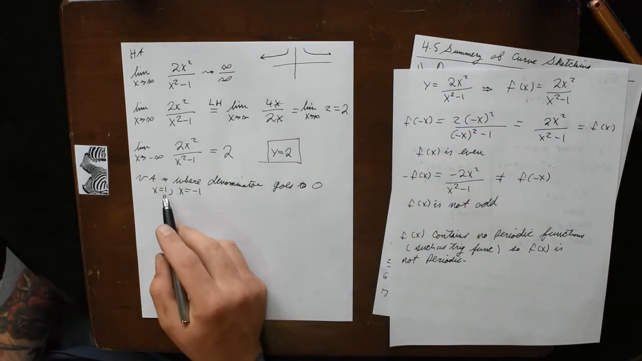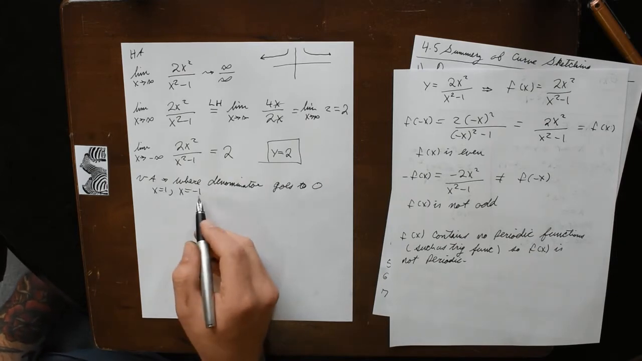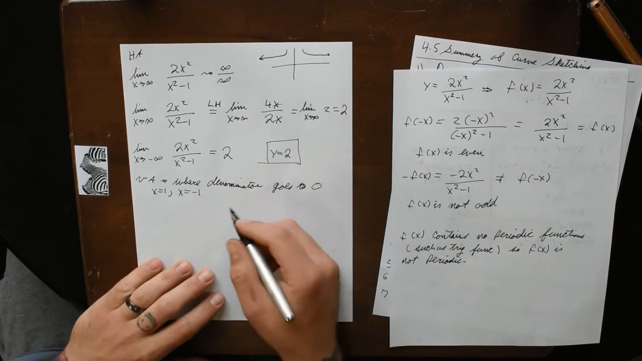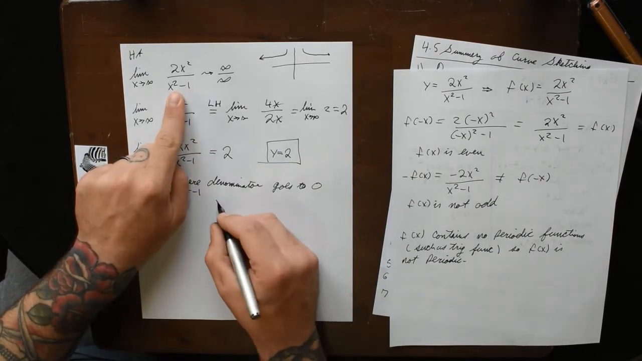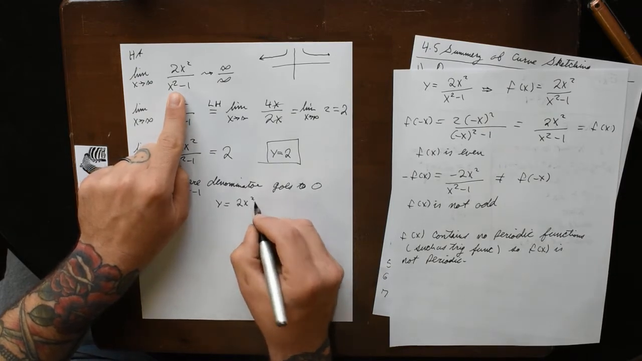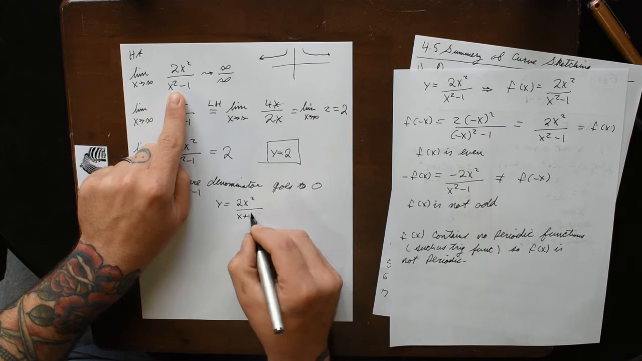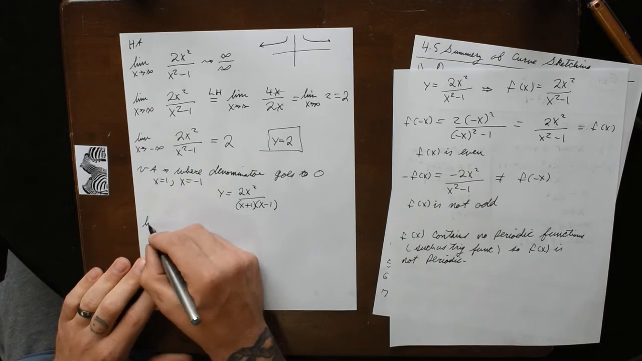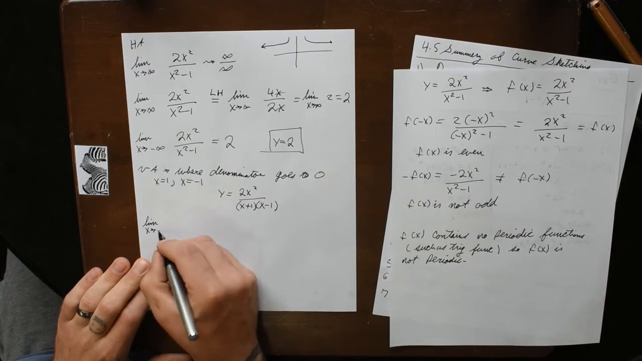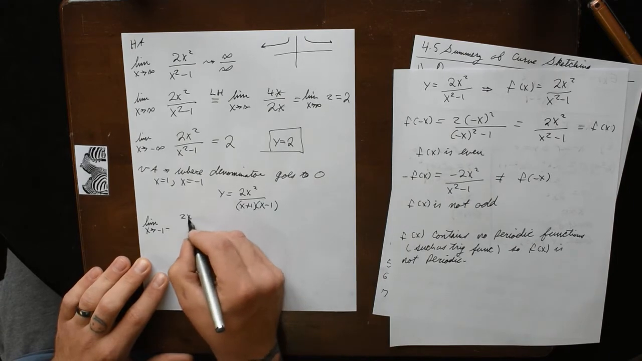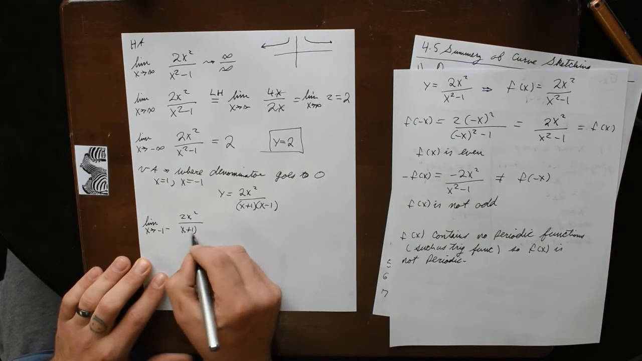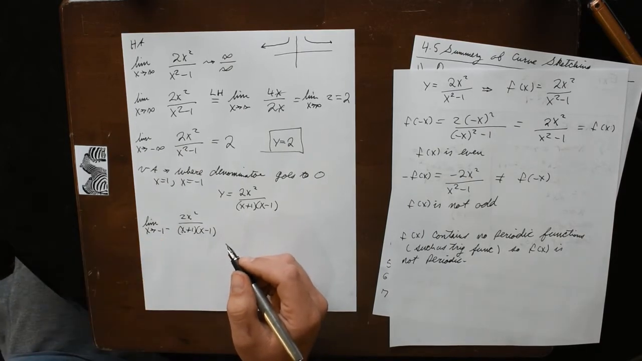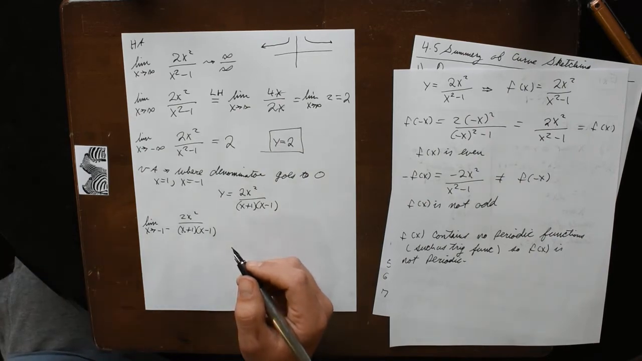So that means we want to go from both sides going to positive 1 and both sides going to negative 1. Because it's going to be easier to think about, I'm going to rewrite our equation. y is equal to 2x squared all over x plus 1 times x minus 1. So if we want the limit as x goes to negative 1 from the left of 2x squared over x plus 1 times x minus 1, well, if we're coming up to negative 1 from the left, all of our numbers are going to be slightly smaller than negative 1.